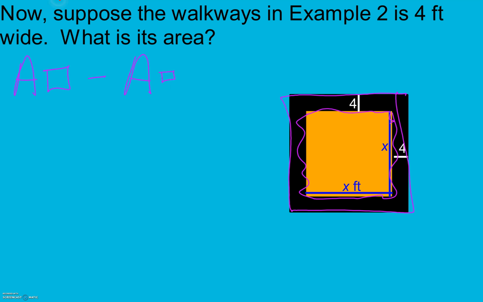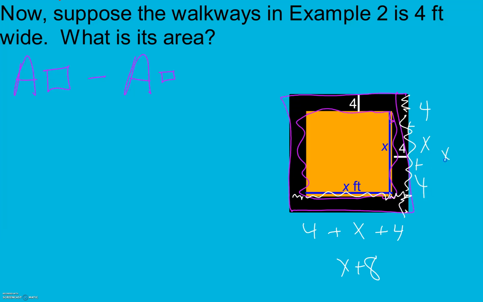Here, my side lengths, I have 4 plus x all the way across plus 4. So my length on each side is x plus 8. Same thing here, 4 plus x plus 4, x plus 8. So to find the area of my outside square, I take my side and square it. To find the area of the inside square, I take my side, here x, times itself, or x squared. We can either do length times width, or we can do side squared.